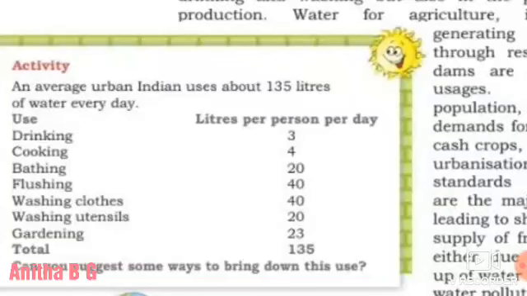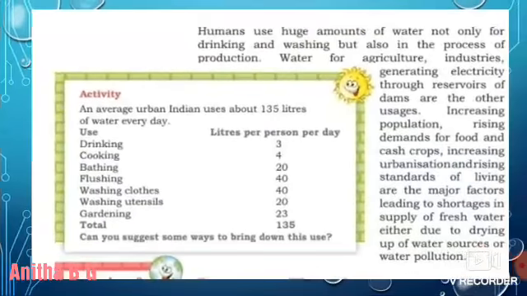An average urban Indian uses about 135 liters of water every day. Use in liters per person per day: drinking 3 liters, cooking 4 liters, bathing 20 liters, flushing 40 liters, washing clothes 40 liters, washing utensils 20 liters, and gardening 23 liters. In total, each person in urban areas uses 135 liters of water.